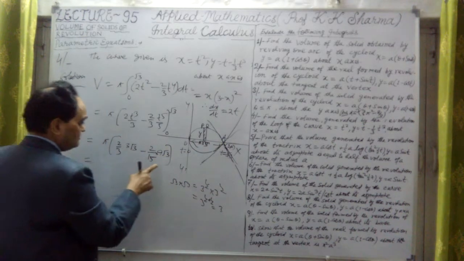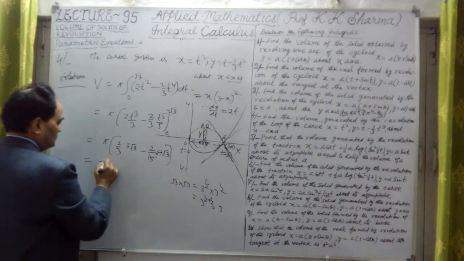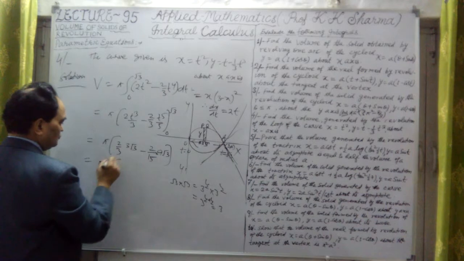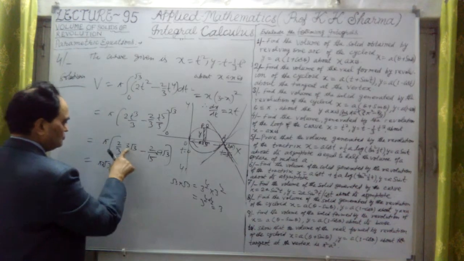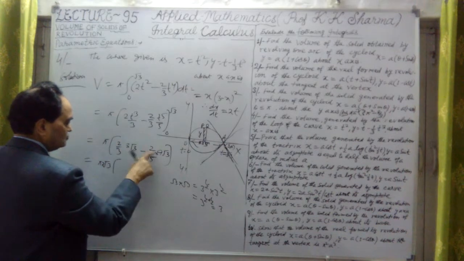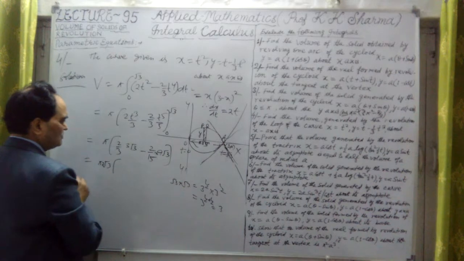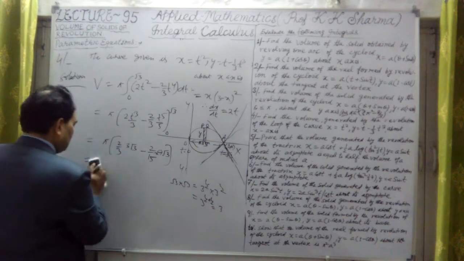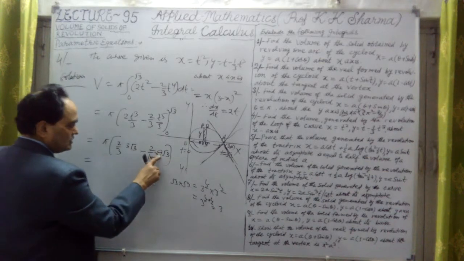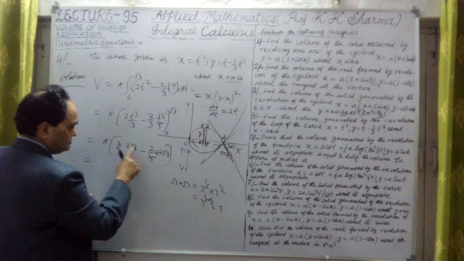Now what do we see? Root 3 is common, so let me take it outside. Pi into root 3 I have taken outside. 2 is also outside, so it is 2 root 3 outside. This 2 in the numerator is also coming. 3 is also common. First let me write what is common here: out of 9 we can take 3 common. This is 3 here. Root 3 is common.